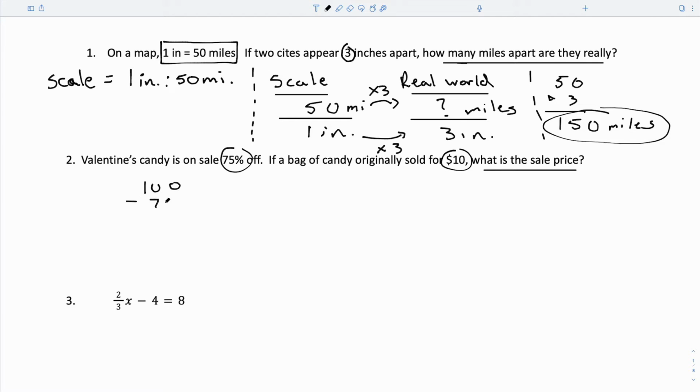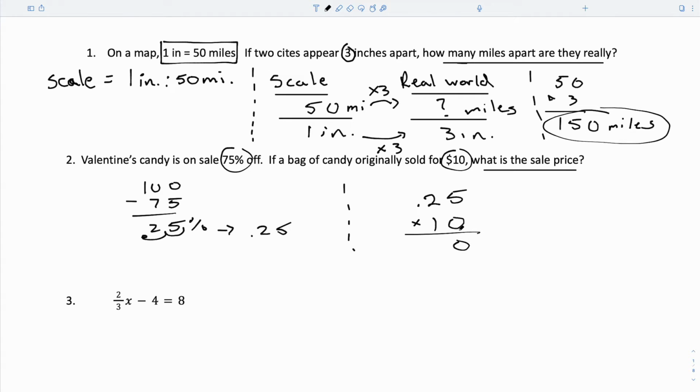100 minus 75 is 25%. Make it a decimal. And we should be multiplying 10 by 0.25. You know what, let's set it up so that the 10's on the bottom. I don't want to deal with the 10 on the top because the 0 will make life a little easier.